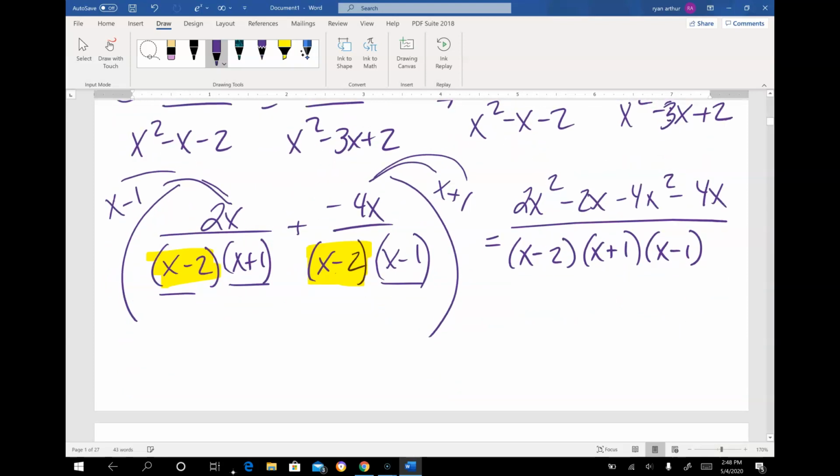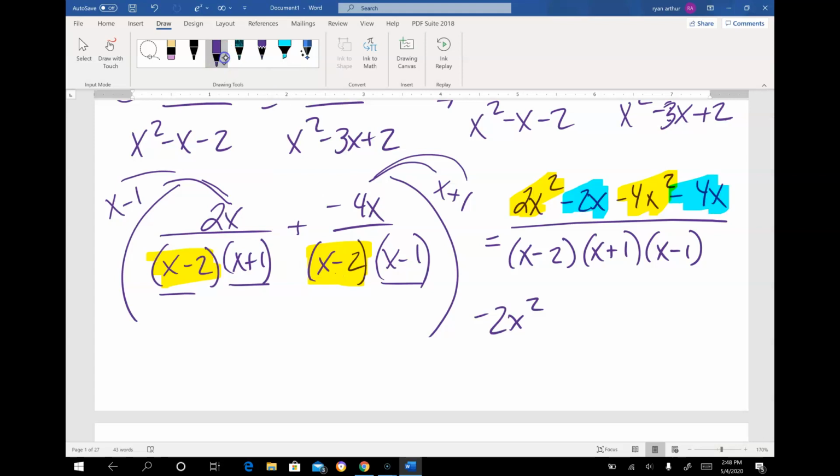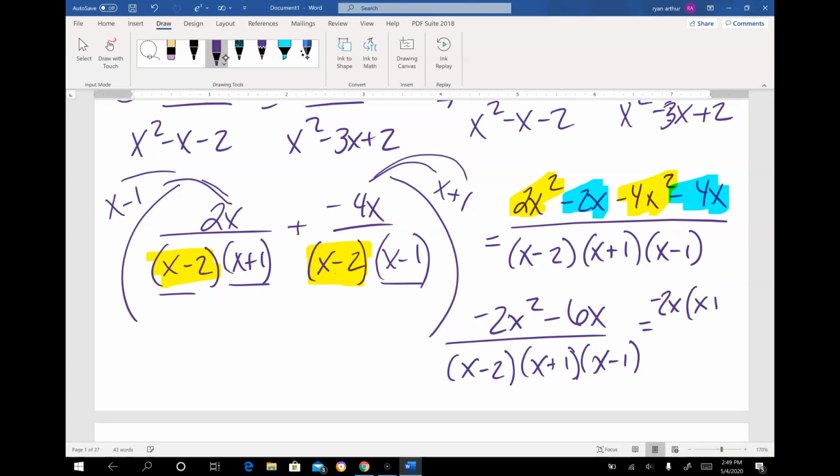Okay? Clean up the numerator. 2x squared, negative 4x squared is going to give you negative 2x squared. And then you have your negative 2x and negative 4x. That's going to be a negative 6x all over. Now you can factor that numerator by pulling out, remember I told you it's a negative, go ahead and pull the negative out. We're going to pull out a negative 2x. And it's going to be x plus 3, which does nothing for us.